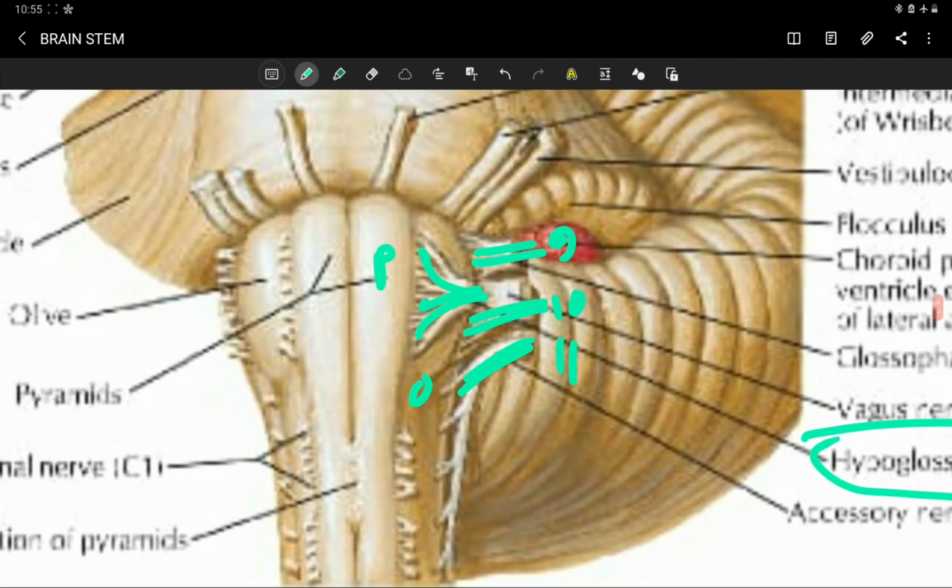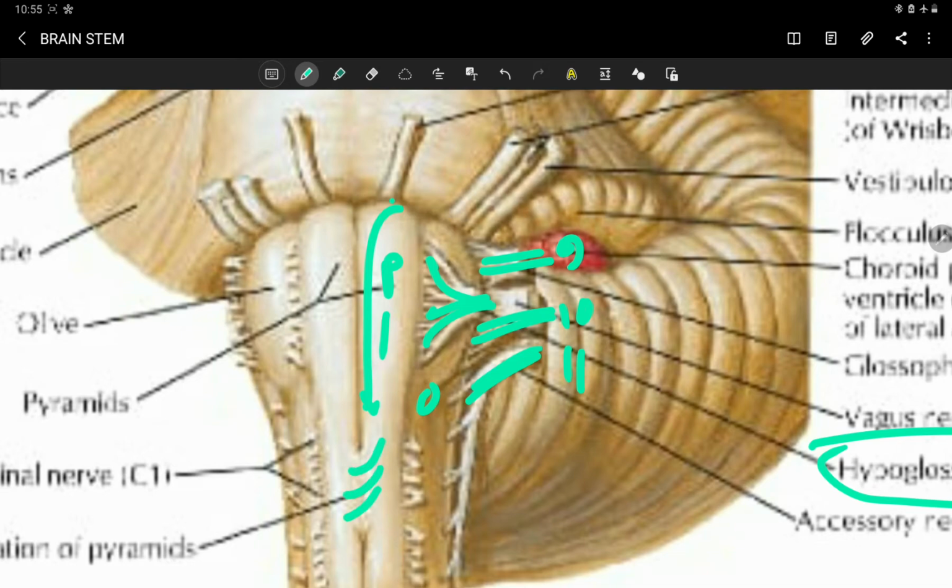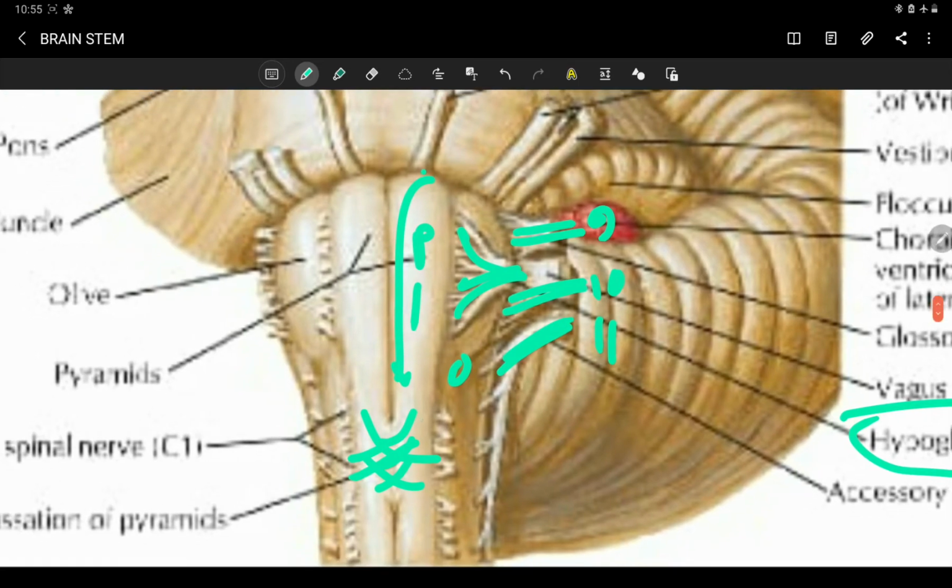Now one important thing about this pyramid: at the pyramid level, your pyramidal tract, your corticospinal tract, the motor tract, is coming from the central cortex and running through this pyramid, and at this level they decussate. So at the lower medulla level, your pyramidal tract is decussating and crossing to the opposite side. So this area is for pyramidal decussation, for your pyramidal tract decussation.